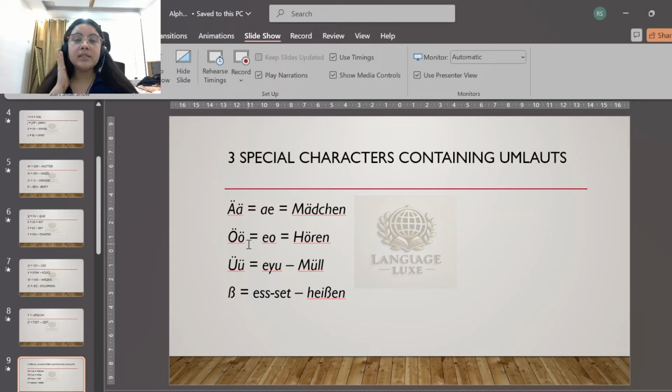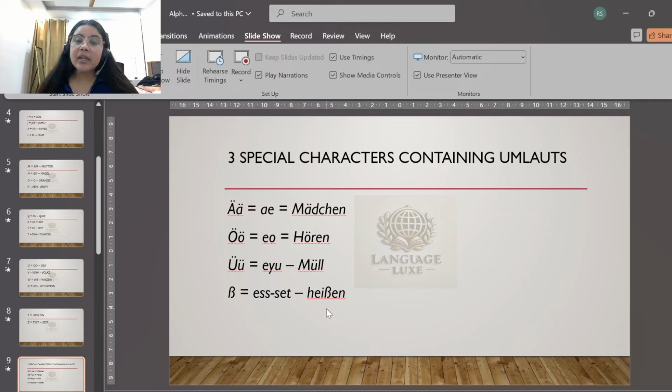Hören means listening. U, when it comes with umlaut, the pronunciation comes as U. So it is Müll, Müll means garbage. Then ß, which contains double S in itself. So the verb here is heißen. Heißen means to be called. Heißen contains double S in itself.